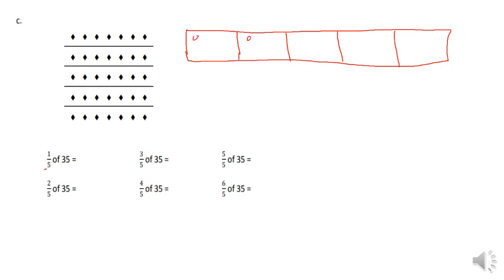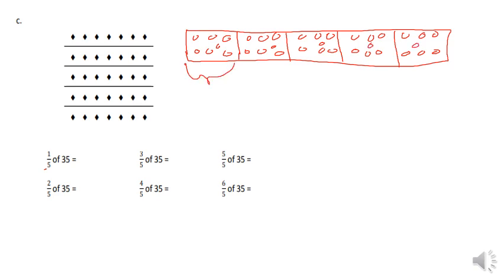1, 2, 3, 4, 5, 6, 7, 8, 9, 10, 11, 12, 13, 14, 15, 16, 17, 18, 19, 20, 21, 22, 23, 24, 25, 26, 27, 28, 29, 30, 31, 32, 33, 34, and 35. So now we know that 1/5 of 35 is going to equal 7.